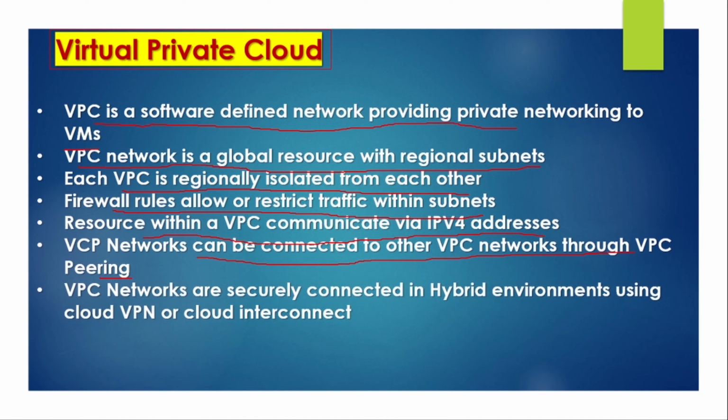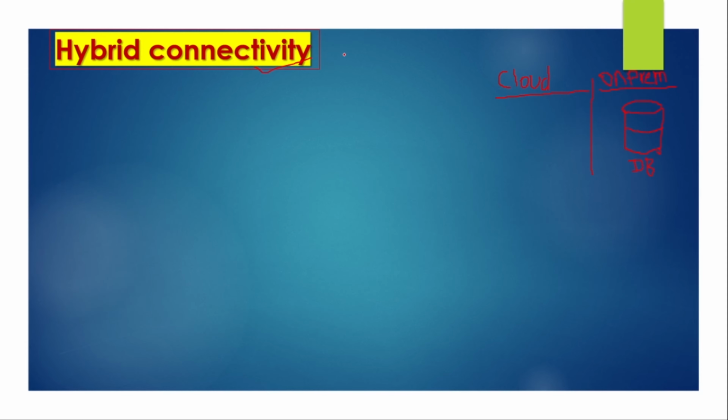A VPC network is an essential building block for configuring hybrid networks, and this is possible when you use Cloud VPN or Cloud Interconnect. So VPC is the basic requirement for enabling hybrid cloud connectivity between your on-prem data center and the GCP public cloud. Now let's understand what this hybrid connectivity is.